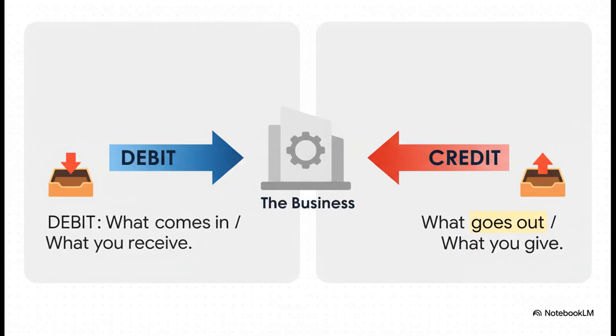Okay, here it is. This is the one thing you need to burn into your brain. It's not about left and right. It's about flow. Think of it like this: debit is what comes in to the business. Credit is what goes out. That's it. What you receive is a debit, what you give is a credit. In versus out. This simple idea is the foundation for absolutely everything else.